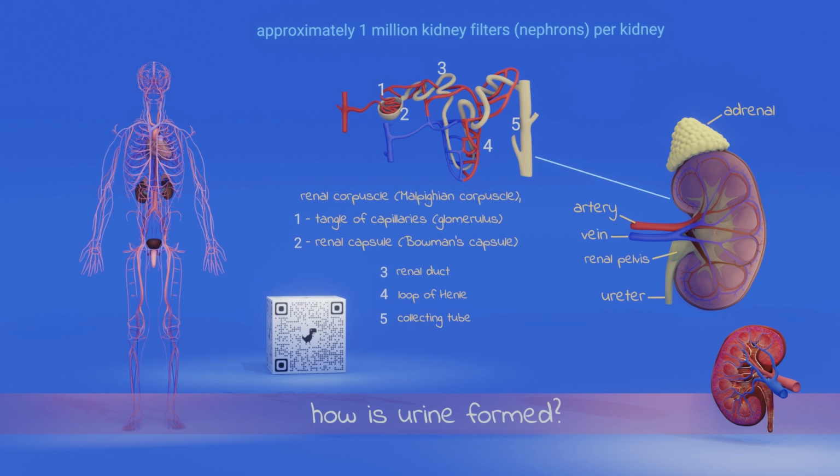The medical term for a kidney filter is a nephron, 1,000,000 per kidney, and it is a complicated system, as you can see in this picture. They are a tangle of vessels where the blood enters, then into the kidney capsule where it is filtered. It then continues via the renal duct to the collecting duct via the loop of the handle, and then it ends up in the renal pelvis. This is where we start talking about urine.